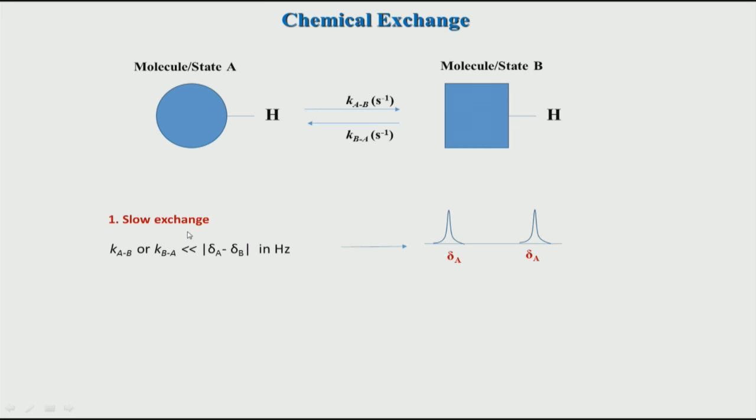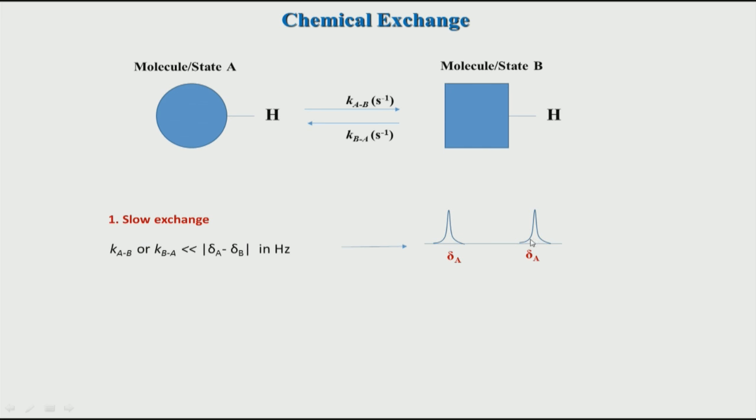If it is a slow exchange, that means the exchange rate is much slower than the difference in the chemical shift value, which is given in hertz. So, you have to convert the ppm scale difference into hertz. That will depend on which spectrometer you are working at, and if this difference in hertz is much greater than the exchange rate, then we use the word slow exchange.